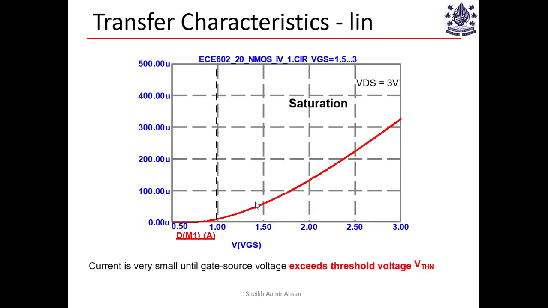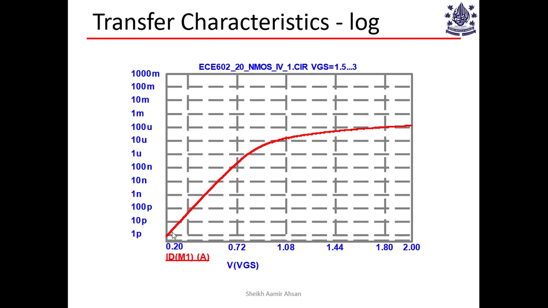There's one problem with this kind of figure: a linear scale does not give you the complete picture. As I mentioned, the current in this region is very small, and in linear scale it does look as if the current is zero and doesn't vary at all with VGS. In reality, that is not the case, because current doesn't immediately go to zero. Notice that this is a log scale where the current is plotted on a logarithmic scale, and every step represents a 10 times increase in current.